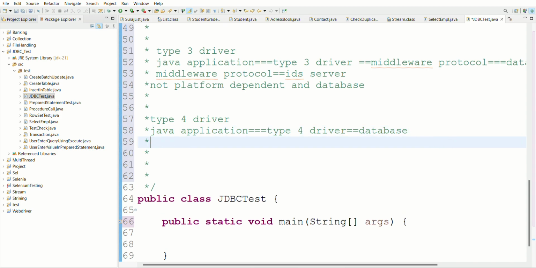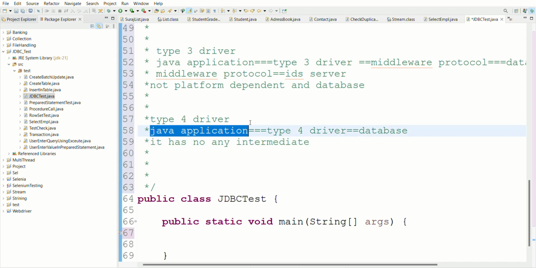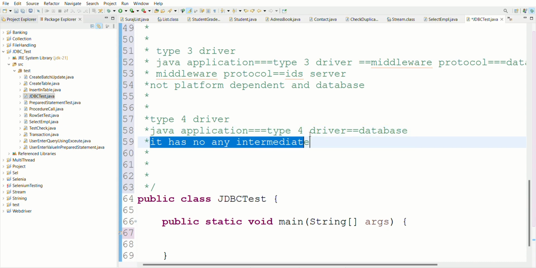Let me write it on another line: it has no intermediate. Why I am writing this explicitly, I will explain shortly. At first, understand the type 4 driver. The request from the Java application will be given to the type 4 driver, and the type 4 driver communicates directly with the database. There is no intermediate.